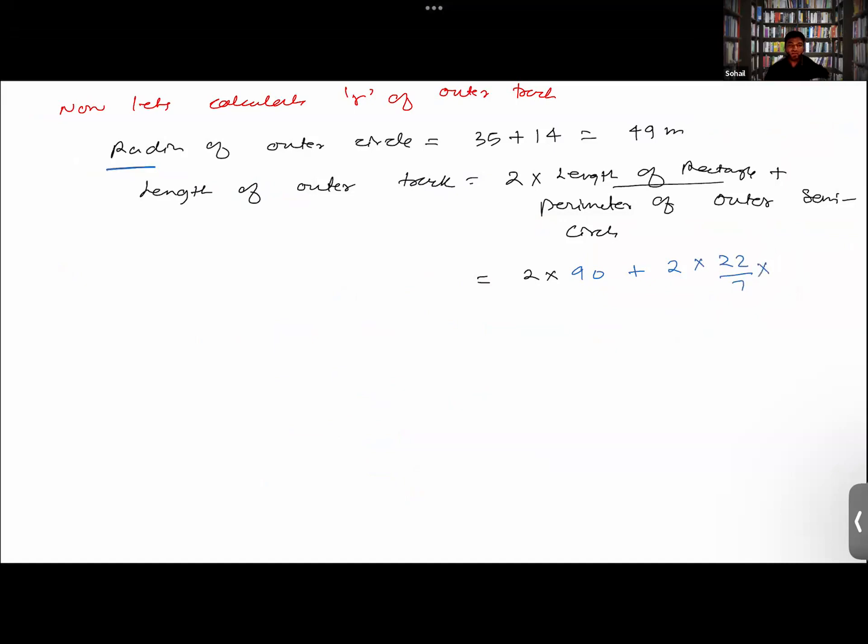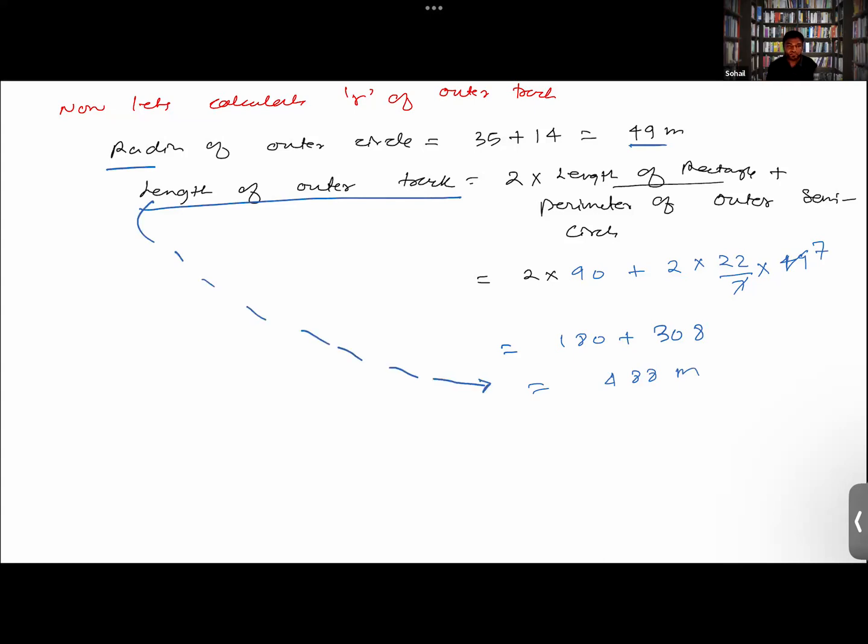And the radius we have calculated as how much? 49. Outer circle की हम बात कर रहे हैं. We were talking about the outer circle now. So 7 into 7 cancels. So 180 plus 44 times 7. 44 times 7 is equal to how much? 308. That is 488 meter. So that was the length of the outer track which we have got here.